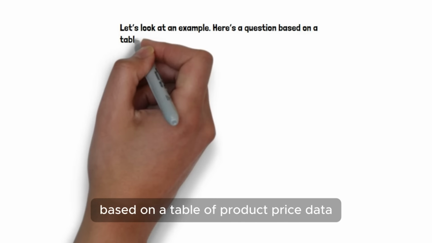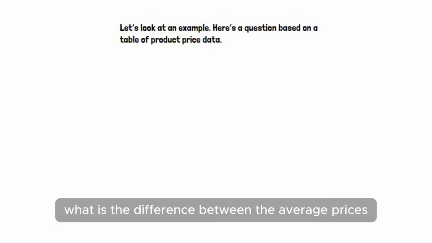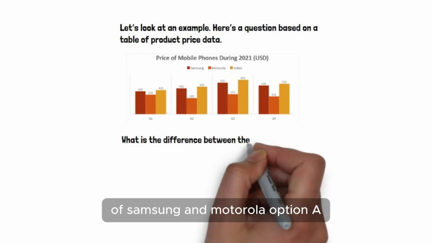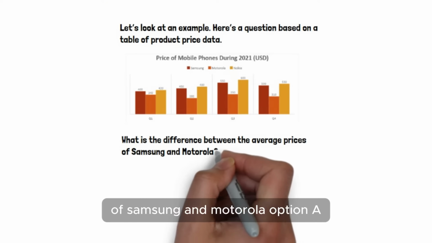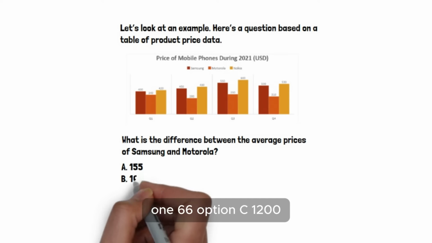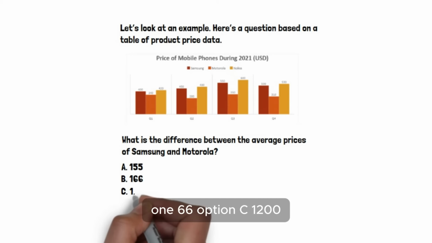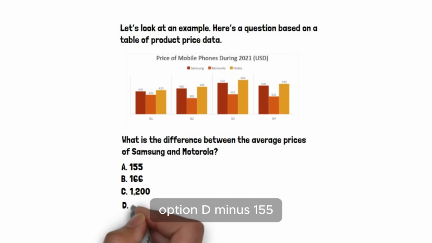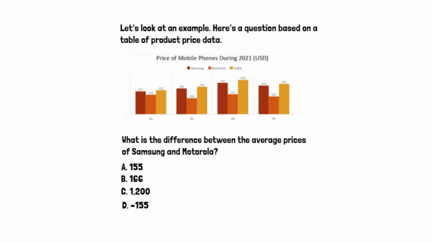Here's a question based on a table of product price data. What is the difference between the average prices of Samsung and Motorola? Option A, 155. Option B, 166. Option C, 1,200. Option D, minus 155.